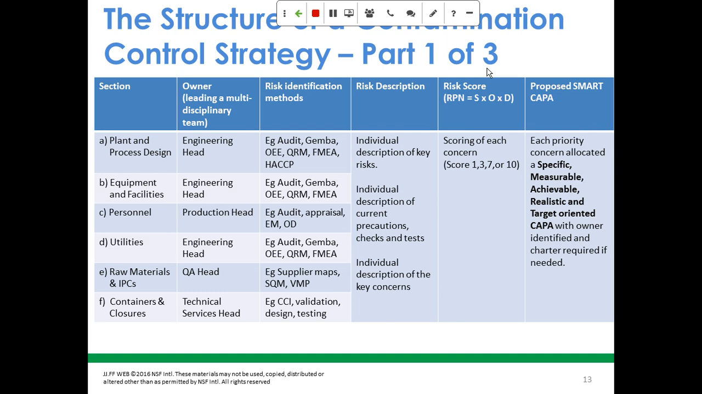Then in column 4, I describe essentially how to codify and describe the key risks, the current precautions, the current tests and checks that you perform, and also identify from that free-form description some of the key concerns. Once they're all individually assigned, you can then, utilizing your multidisciplinary team, look at assessing the score of each risk.